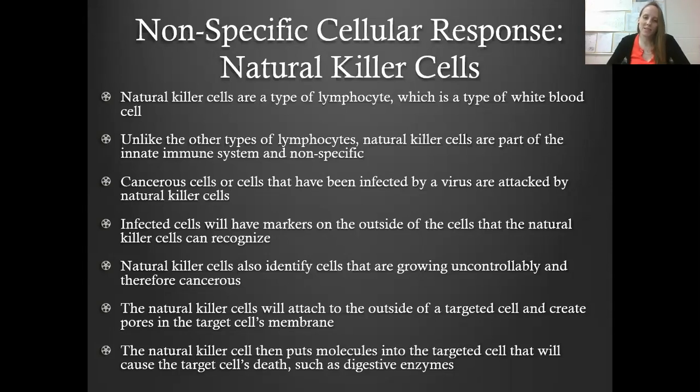So essentially, the natural killer cell recognizes that a cell is growing out of control or that it's been infected, and it's going to go up and essentially stab into the infected cell or the cancerous cell and inject it with digestive enzymes. So I kind of picture an assassin going up with a syringe full of poison and stabbing it into the infected cell. And yeah, so it essentially stabs and injects digestive enzymes into the infected or cancerous cell, and then that cell digests itself.